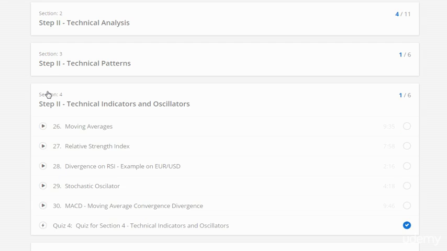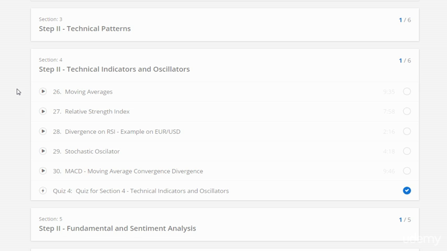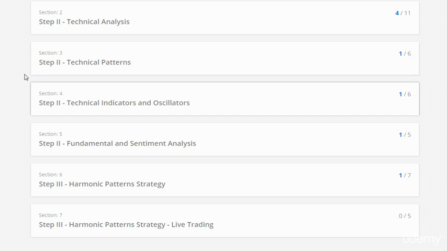Section 4 deals with the technical indicators and oscillators. Since they are generally only used as confirmation to enter the trade, we explained only the most important items of each indicator. There is no need to go into detailed analysis.